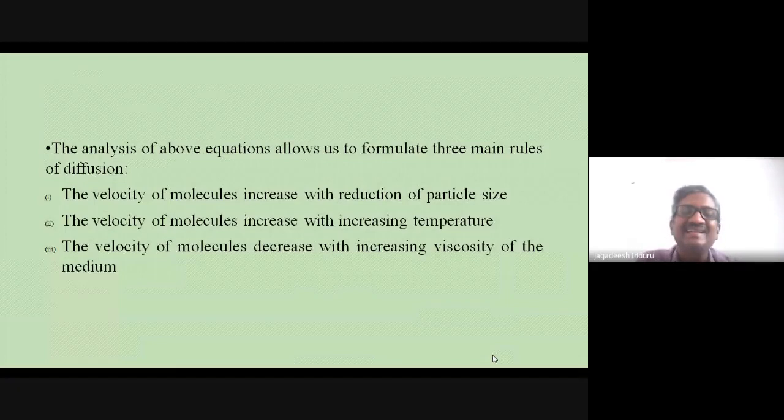Velocity of the molecule increases with increasing temperature. In the diffusion coefficient, you have a T in the numerator, that is a directly proportional relationship. The velocity of the molecule decreases with increasing viscosity, because in your diffusion coefficient, viscosity is in the denominator, an inversely proportional relationship.